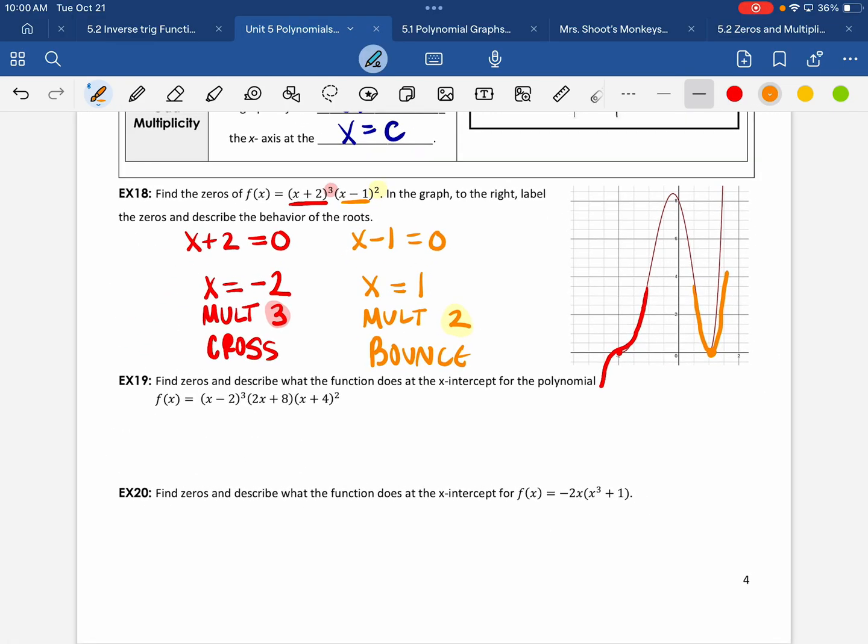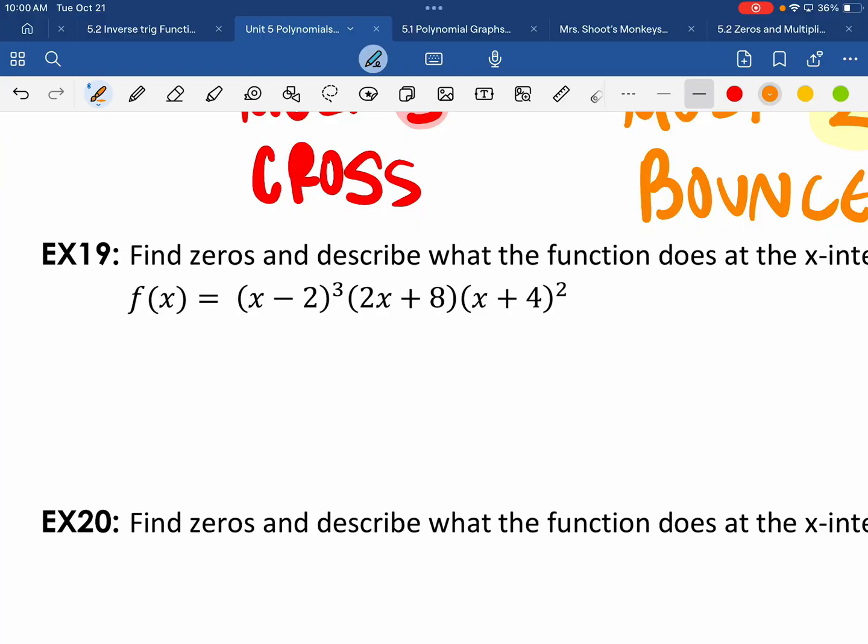All right. So let's look at 19. Right here, we're just finding the zeros and we're describing what it does at the x-intercept.